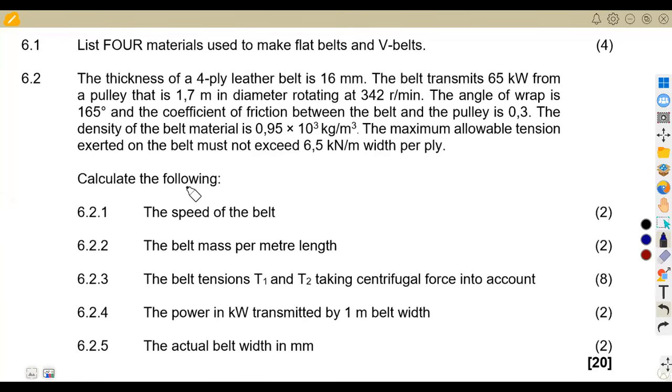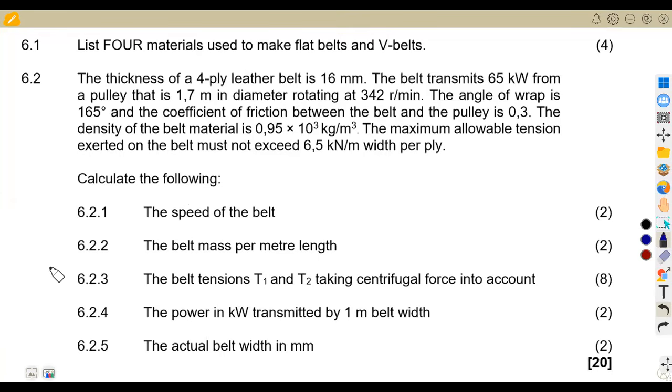Still working on our Mechanotechnics N5 revisions, as per the request that we are supposed to be working on the belt drives, and this is what we have. Let us just see what we're going to have in this part.